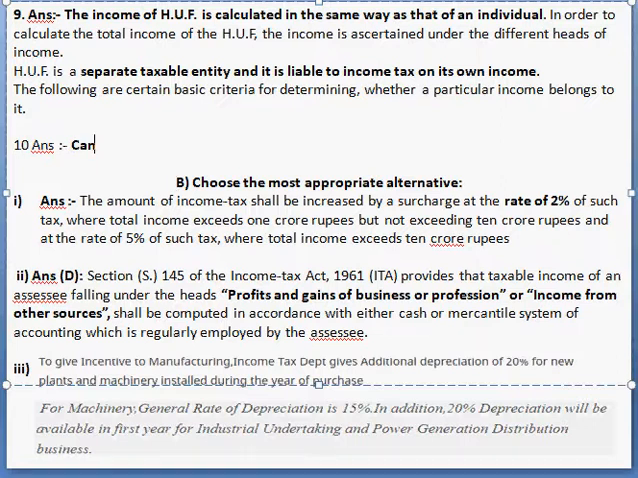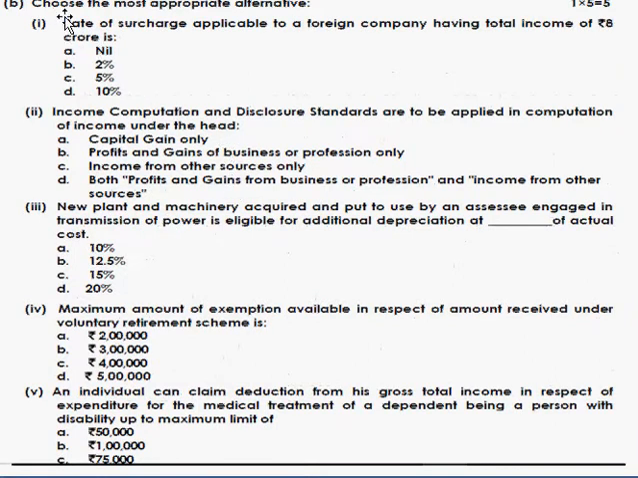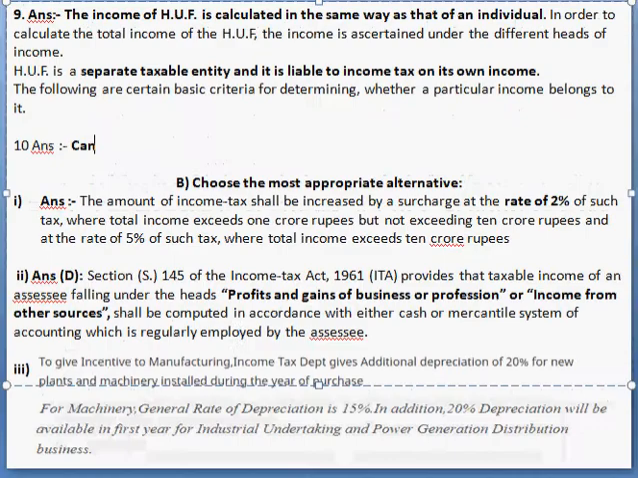Okay. Now next is question number, choose the most appropriate alternative. Means MCQ will be there. Rate of surcharge applicable to a foreign company having total income of 8 crore. So it will be 2%. The answer will be 2%. Just try to understand the explanation.